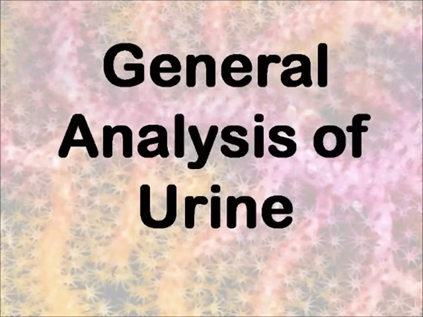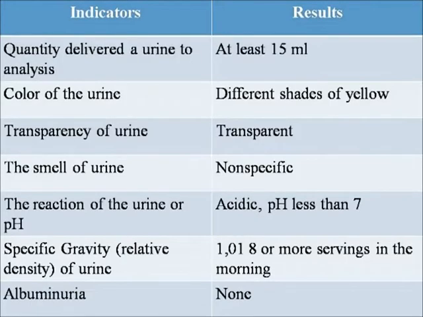General analysis of urine. Urine analysis is one of the important methods of testing the functions of kidney. For general analysis of urine, the quantity of urine delivered to analysis must be at least 15 milliliters.